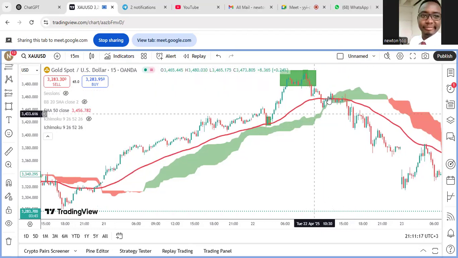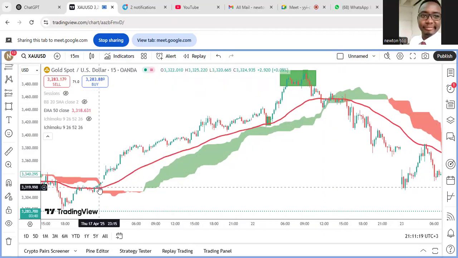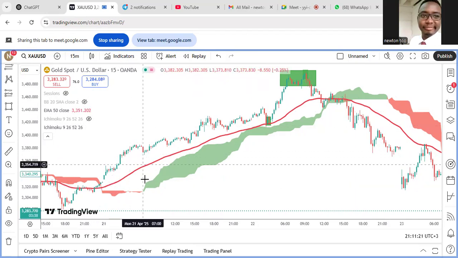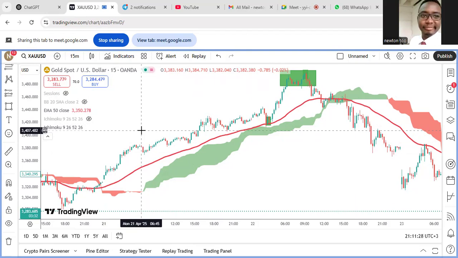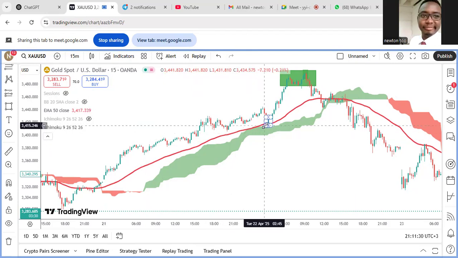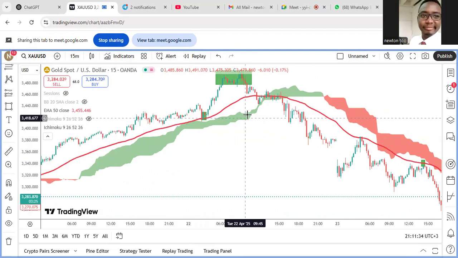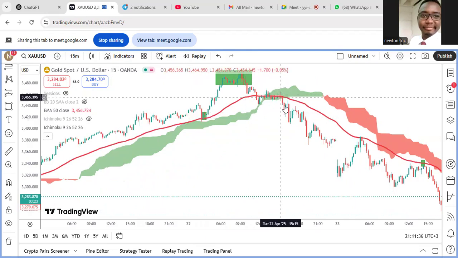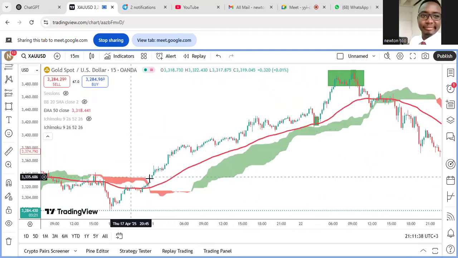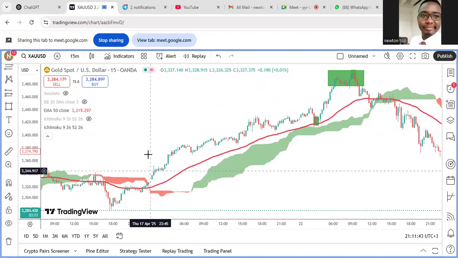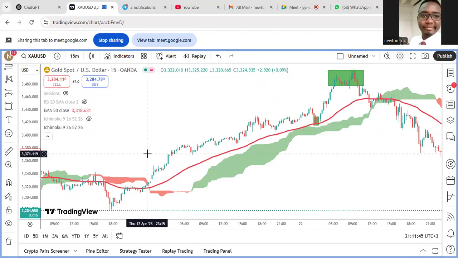So let's go to the cloud here. Same thing guys, tumesema market to break above the cloud. When the market breaks above the cloud, don't enter any trade. Wait for confirmation when the market bounces off the 50 EMA. Yeah, imesink. So here again, when the market broke below the cloud, hapa kuna mtu angeingia breakout. Unaweza ingia breakout, na unaweza hold.